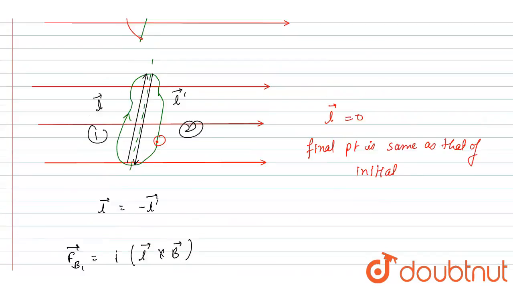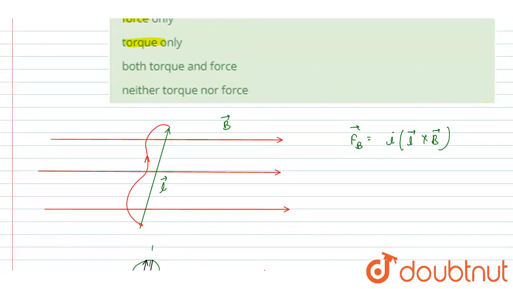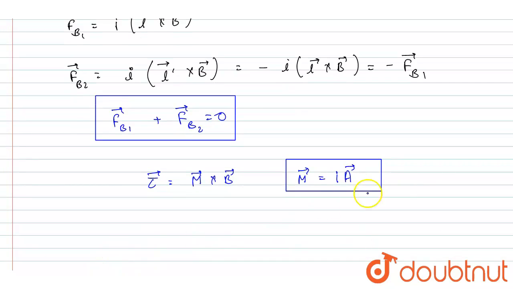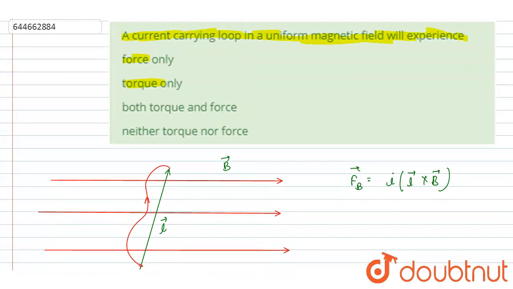So we got to know that in a loop the net force will be 0, but if I talk about the torque, it is magnetic moment cross B. If this is a loop, we can write the magnetic moment: magnetic moment is current times area, right? Current times area is the magnetic moment, which is not 0, neither is this 0. So torque will not be 0 here. So force will be 0, torque will be non-zero. If you see the options present here, only torque. So B is the correct one.